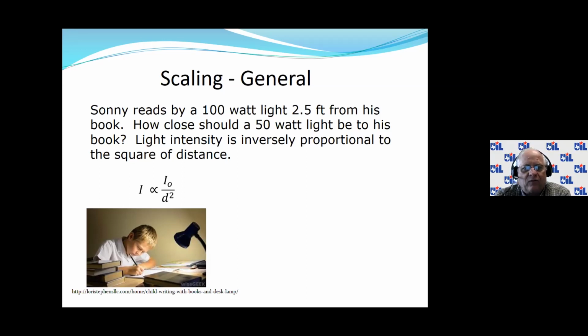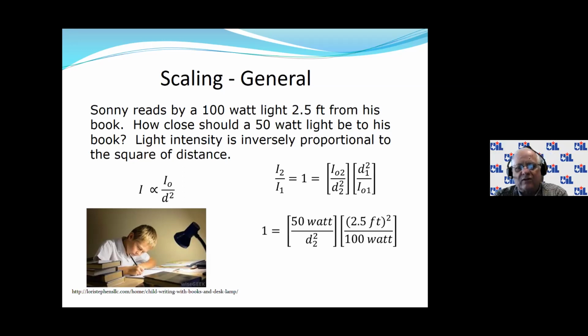So if I kept the 50-watt light bulb at 2.5 feet, he would have half of the brightness, right? So the intensity at the book is proportional to the intensity of the bulb to the first power, linearly. Based on this, I can write a ratio: intensity 2 over intensity 1, which is equal to 1, because we want him to have the same reading brightness on the paper. So the two intensities at the paper are equal to each other. That's going to be the initial intensity 2 over d2 squared times d1 squared over the initial intensity 1.